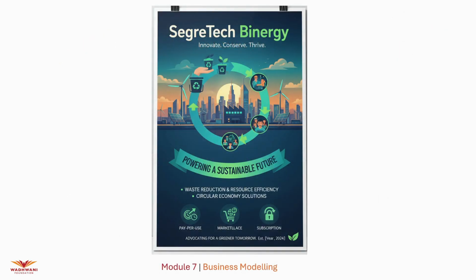So we explain our poster. This poster represents what Sigratech Bioenergy is all about: innovation, conservation, and sustainable living. As you can see, the circle design symbolizes how waste is transformed into renewable energy, promoting a clean and efficient system. Each icon below represents our revenue models: pay-per-use, marketplace, and subscription, showing how business stays sustainable while helping communities. Overall, Sigratech Bioenergy stands for a future where technology and environmental care work hand in hand to power a greener tomorrow.